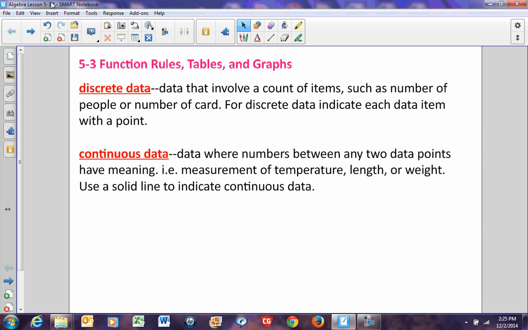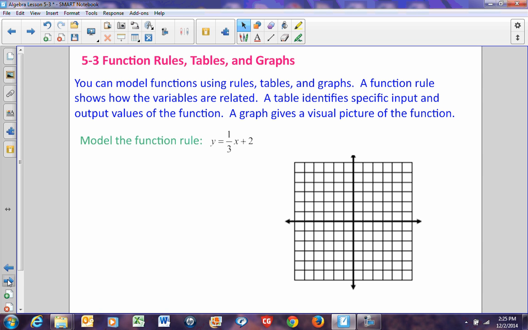Length or weight can also have parts of things. You can weigh parts of a pound. You can be several inches taller than 5 feet. Okay, so you use a solid line to indicate any continuous data. We're going to learn today how to model both discrete and continuous data. Now you can model functions using rules, tables, and graphs. A function rule will show how the variables are related. A table will identify specific input and output values, and a graph gives a visual picture of the function.